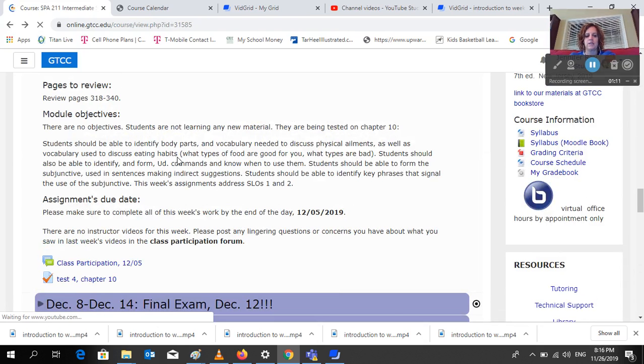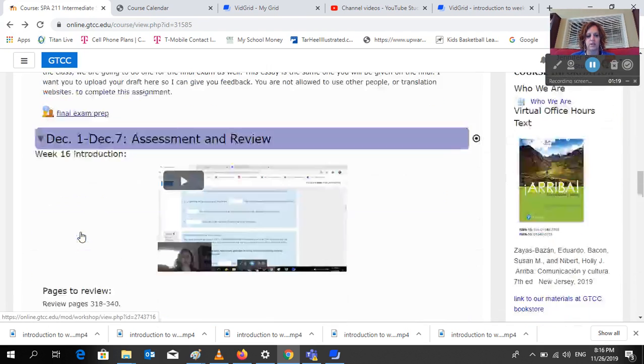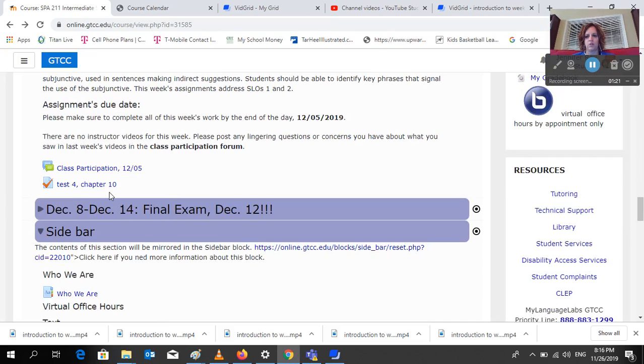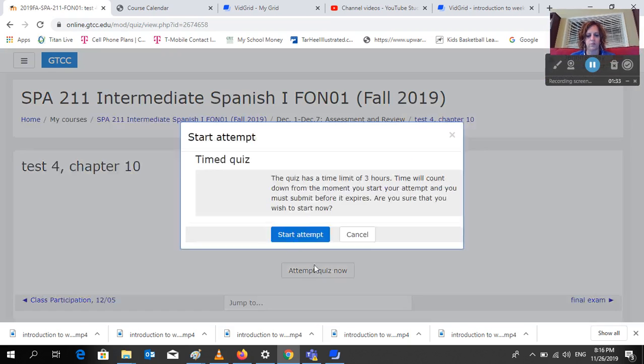We are also going to take a test on chapter 4, and one thing that's not on here that you are going to need to do is that final exam prep. So remember that you wrote it last week. It's going to be moved down here again. You're going to open it up and you're going to critique a fellow classmate's writing for their final exam. Okay. All right. So for test 4, you have 3 hours.